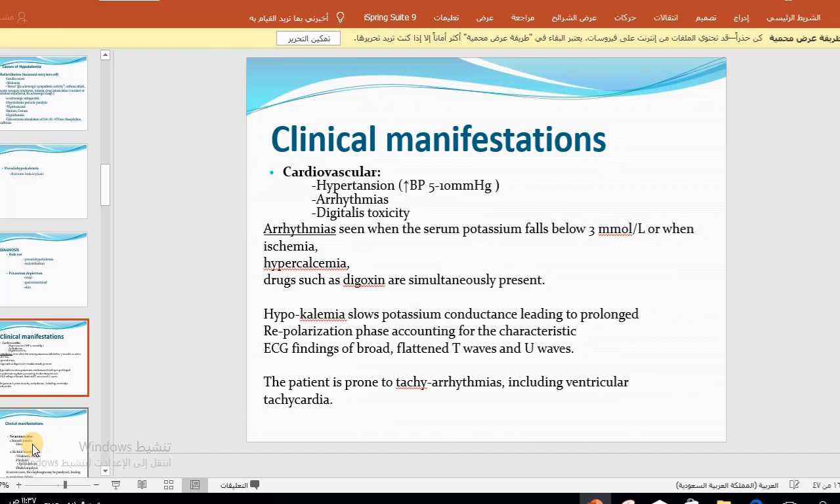Hypokalemia slows potassium conduction, leading to a prolonged repolarization phase and accounting for the characteristic ECG finding, which is a broad and flattened T wave and appearance of the U wave. Patients with hypokalemia are prone to tachyarrhythmias, in contrast to patients with hyperkalemia, who are prone to bradyarrhythmias.